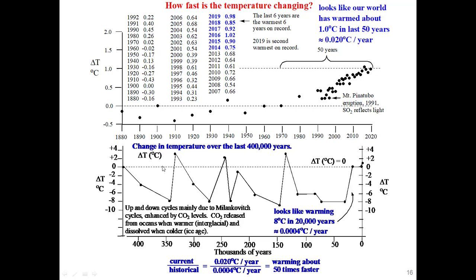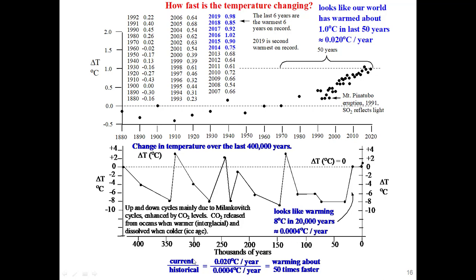Okay, and so when we're up here warm, they call it an interglacial warm period. And when we're down here cold, they call it an ice age because a large portion of the world is covered in ice. Now, if I took this last little part right here, and I just made an estimate, so it's going to be a very crude estimate. So I'm saying we're going up about 8 degrees, and it's around 20,000 years. And so that would be 0.004 degrees Celsius per year.